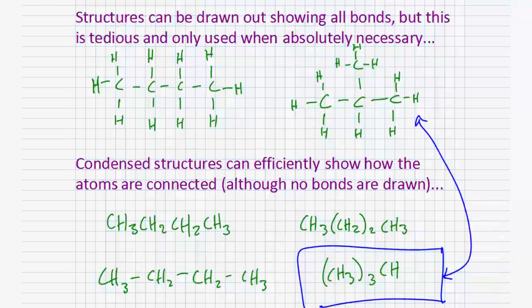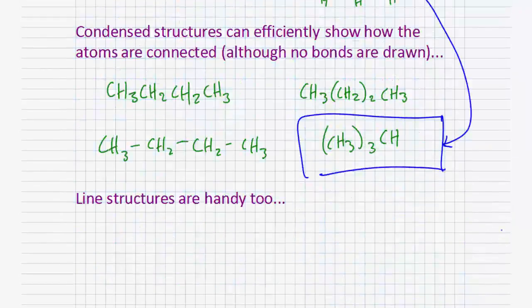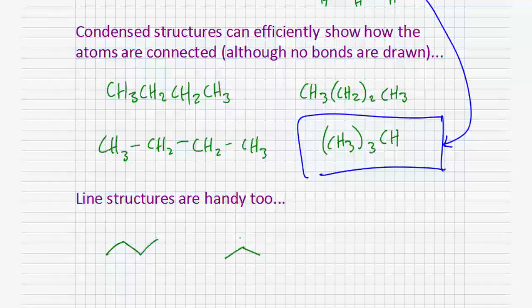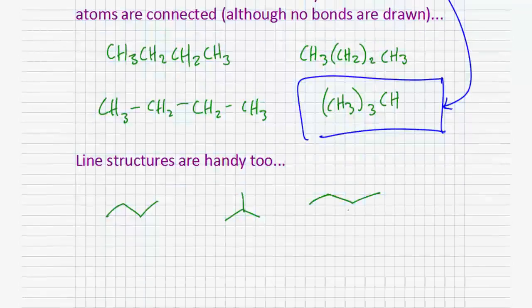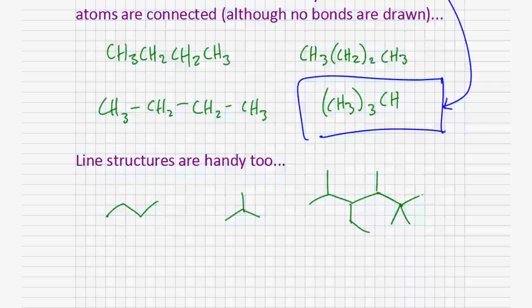So condensed structures are useful to us. Line structures are very handy. We've drawn these before. Just make carbon chains a zigzag. 1, 2, 3, 4. Up, down, up. For that isomer, I'll go up, down, and then one going straight up on the center carbon. You can make very complicated branched alkanes using line structures without too much trouble at all. So we'll be making a lot of good use of those line structures.